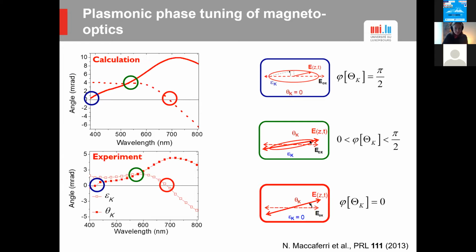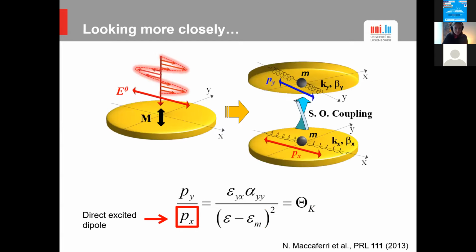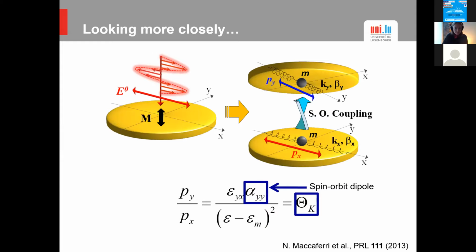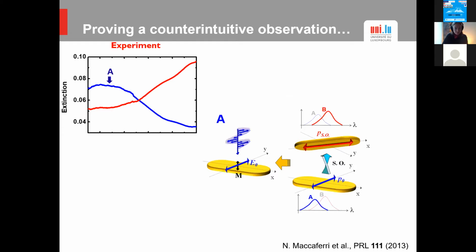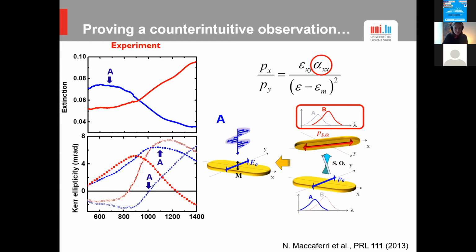So this is a general concept, but now I want you to focus more on the physics. You have the directly excited dipole, but you see that the response depends more on the spin orbit dipole. We proved this by taking elliptical antennas. When in the extinction we excite the short axis, we know that in the magneto-optical response we expect the response to depend on the long axis. That is actually what we have found.